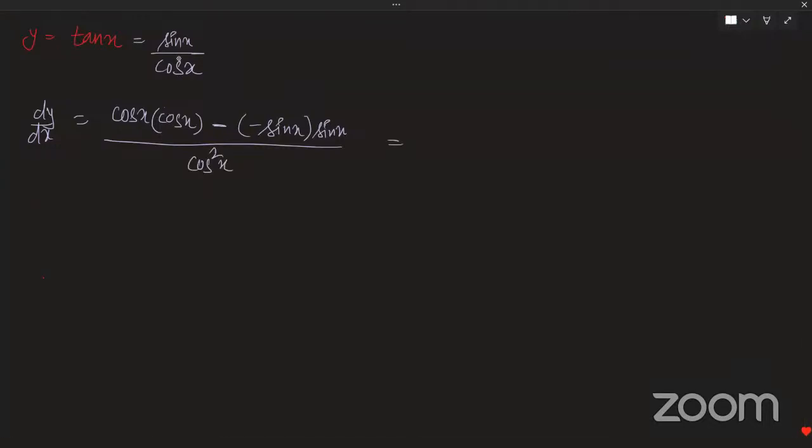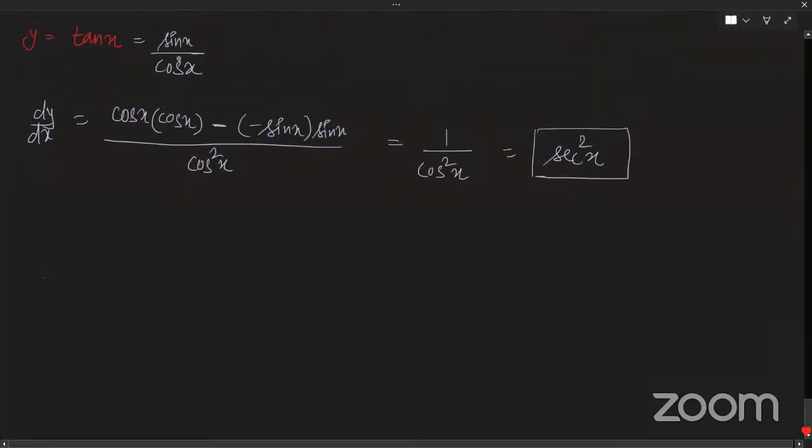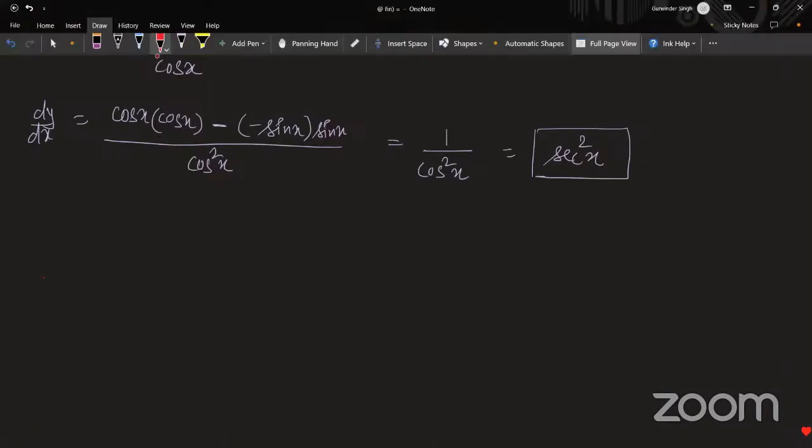So in the numerator, you will get cos square x plus sin square x. What is cos square x plus sin square x? 1. Great. 1 divided by cos square x can be written as secant square x. Fine. Correct, everyone? Okay. So tan x we have derived. Great work.